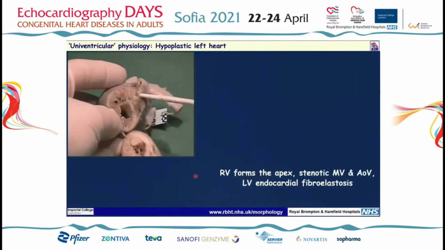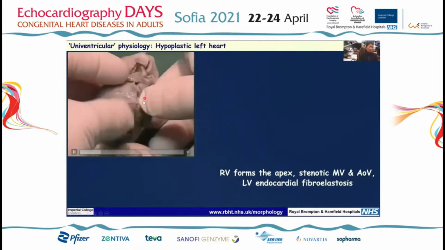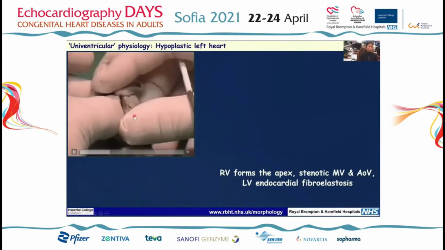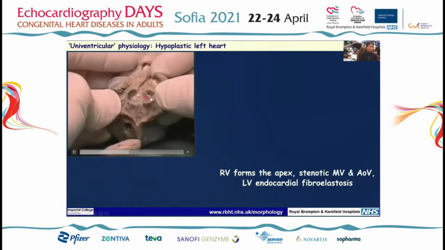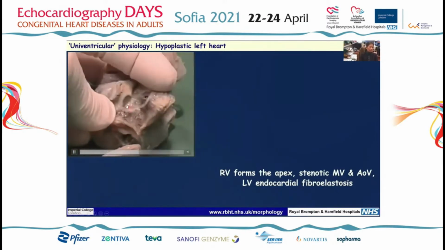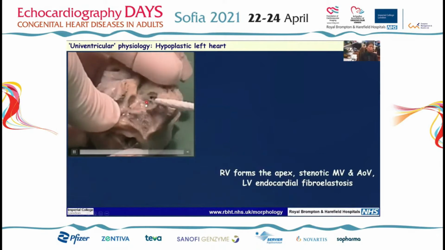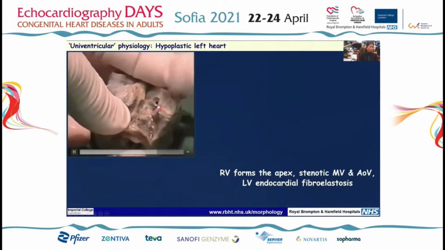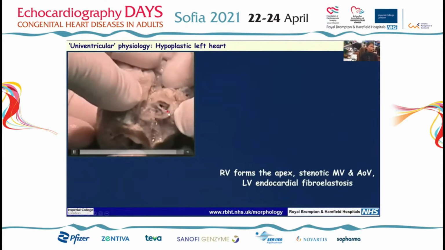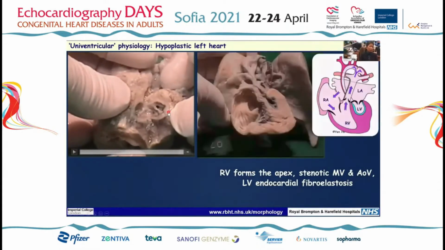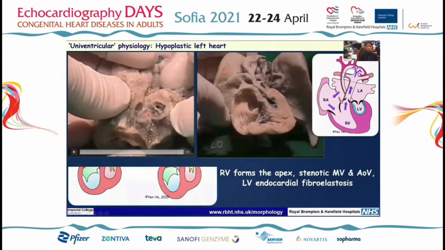And this cross-section shows you on the left side a small left ventricular chamber, opening it up. You see this thick endocardial fibroelastotic lining, a kind of walnut-shaped left ventricle, tiny little mitral valve just appearing here. Miniature mitral valve. There's no outlet at all.